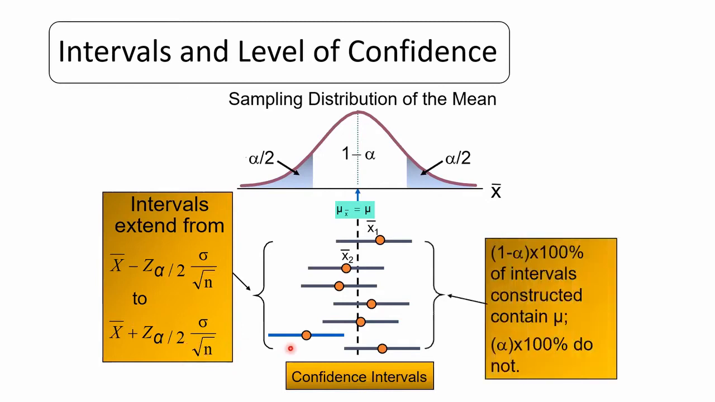And 1 minus alpha times 100% of intervals constructed would contain your mu, and alpha times 100% do not contain your mu. So when I say 95% confidence interval, I'm actually talking about 95% of the intervals that you have made contain your population parameter, whereas 5% of those intervals do not contain your population parameter. That is what this says.